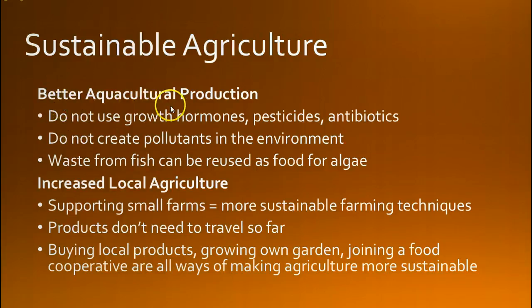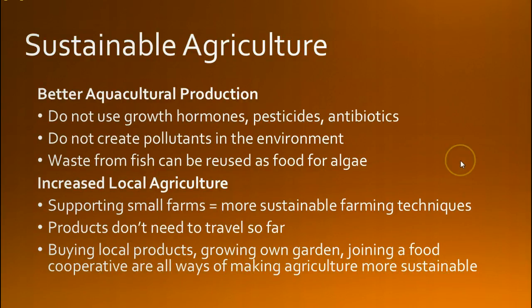Better aquaculture production. This would not include growth hormones, pesticides, antibiotics. It does not create pollutants in the environment. Waste from fish can be used as food for algae. Increase local agriculture. Supporting small farms would mean more sustainable farming techniques. Products don't need to travel so far. Buying local products, growing your own garden, joining a food cooperative. These are all ways of making agriculture more sustainable.